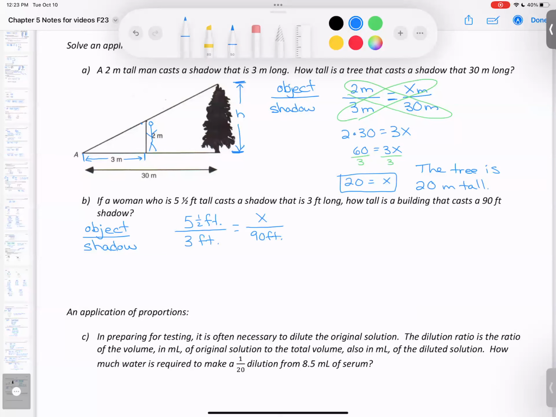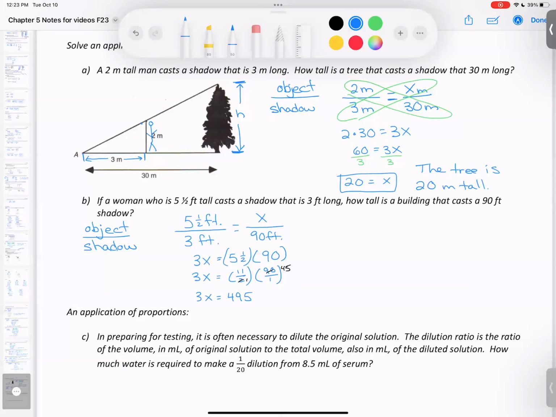So if we do our cross product, we're going to have 3 times x, or 3x, equals 5.5 times 90. So let's convert that 5.5 to an improper fraction. So that's going to be 11 over 2. And then we're multiplying that by 90. Remember, 90 is really 90 over 1. I'm going to do some cross simplification there to divide the top and bottom by 2. And so I'm going to get 3x equals 11 times 45. And that's 495. That's over 1, so it's just a whole number.